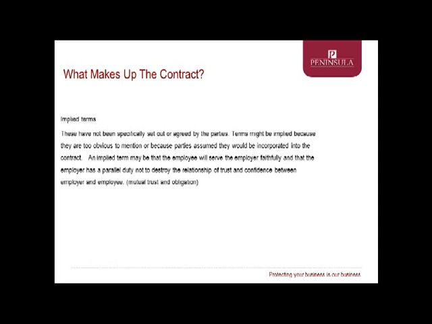So what makes up the contract? Well, first of all, we've got implied terms. Implied terms are those that have not been specifically set out or agreed by the parties. Terms might be implied because they are too obvious to mention, or because parties assumed they would be incorporated into the contract. An implied term may be that the employee will serve the employer faithfully, and that the employer has a parallel duty not to destroy the relationship of trust and confidence between the employer and the employee, mutual trust and obligation.